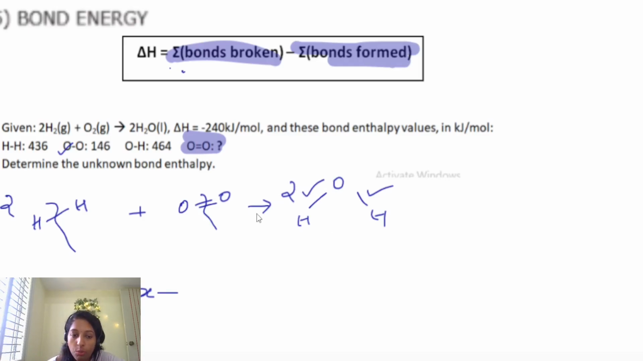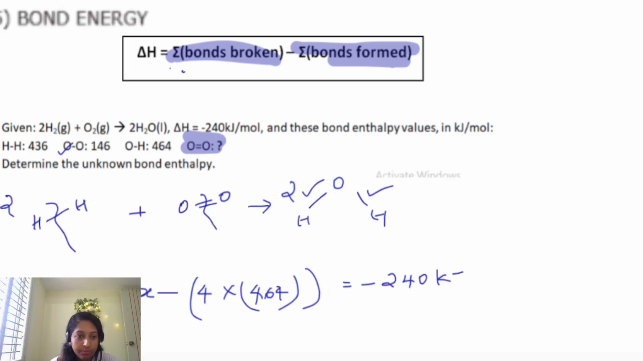So there are 2 H2O molecules, so 4 OH bonds are there. Very important. With H2O, usually you took just 2. No, there are 2 OH bonds in 1 H2O molecule. So there are totally 4 OH bonds. Each one is 464 kilojoules per mole of energy involved. Okay. So this is the equation, and that was already given, minus 240 kilojoules.